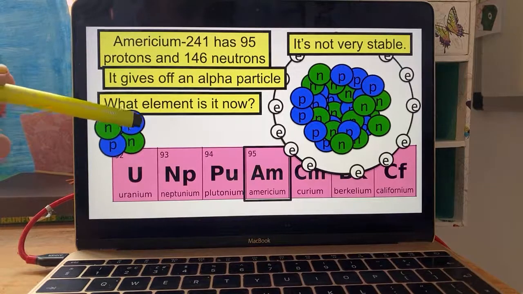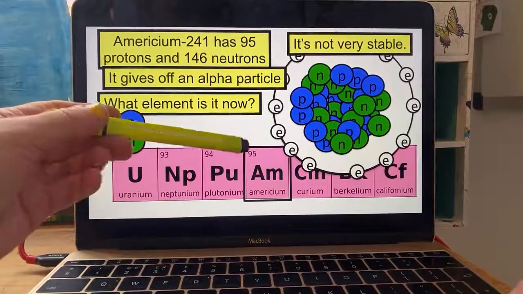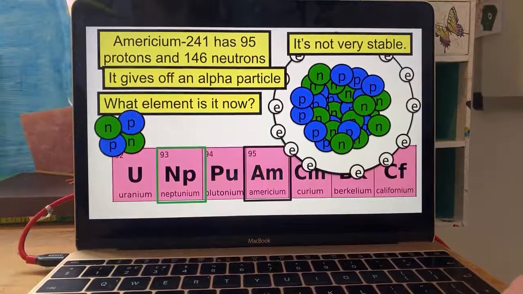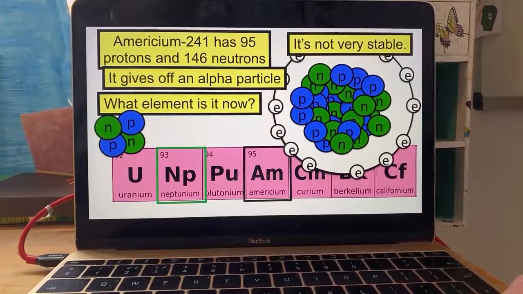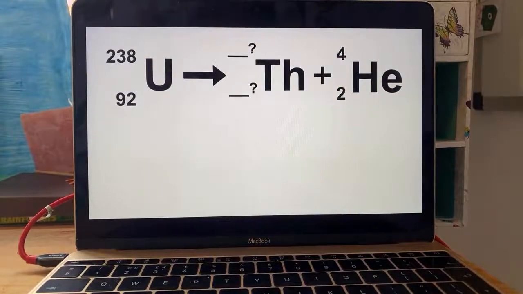It's lost 2 protons, isn't it? It's lost 2 protons, and this 95, this is its proton number. So it's now neptunium. Good, isn't it? Like magic. So americium emits an alpha particle, and it is no longer americium. It's changed into neptunium.